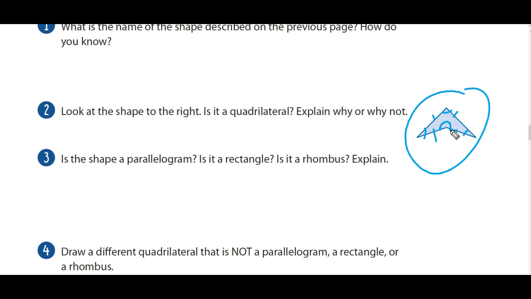Is the shape a parallelogram? No, it's not, because this side is not parallel to this side right here, and this side is not parallel to this side. Is it a rectangle? No. Is it a rhombus? No, because it doesn't have any opposite sides that are the same length. Is it just a quadrilateral? Yes, that's it.